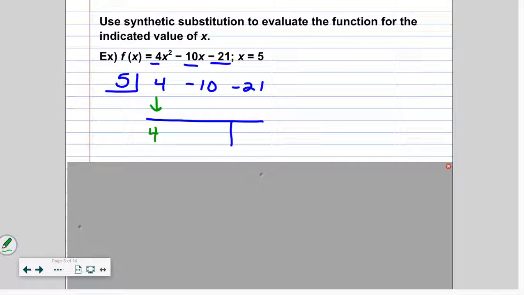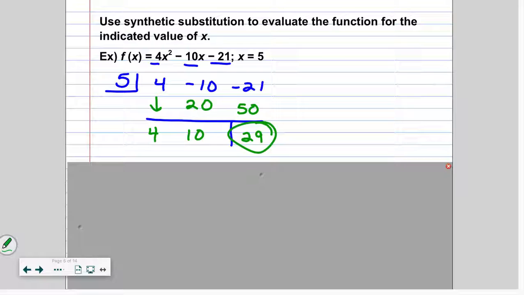Take 4 times 5, you get 20. Goes in the next spot. Add straight down. Negative 10 plus 20 is 10. Multiply by 5. 10 times 5 is 50. And then add straight down and you get 29. And 29 is your answer if you plugged in 5.